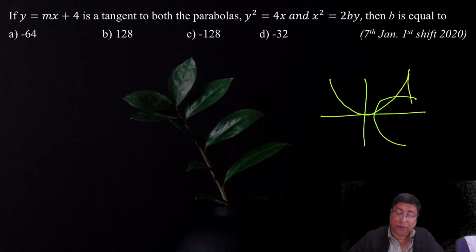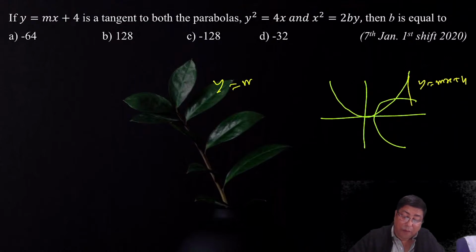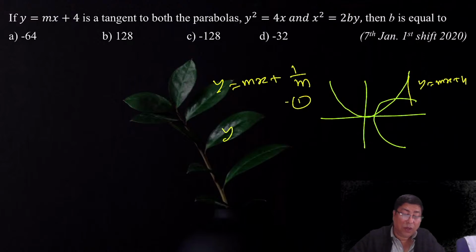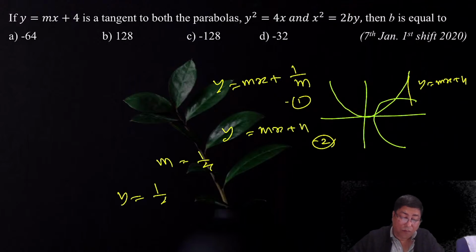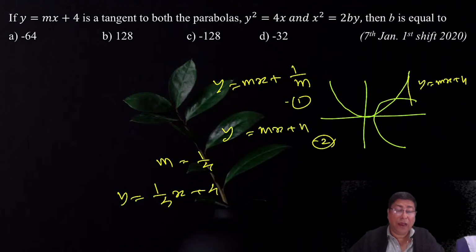Suppose this is a common tangent: y equal to mx plus 4. Tangent to the parabola is y equal to mx plus a by m, where a is here 1, and this is number 1. Number 2 is given to us, y equal to mx plus 4. So from 1 and 2 we can say m equal to 1/4. Now y equal to 1/4 x plus 4 is also the tangent to the second ellipse.